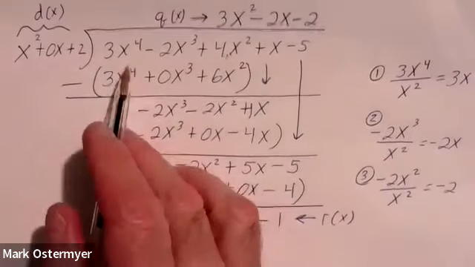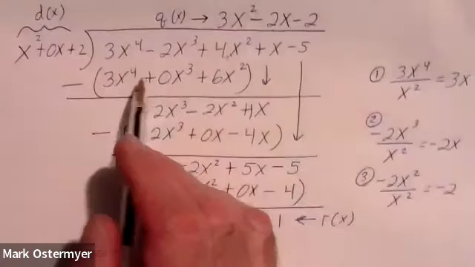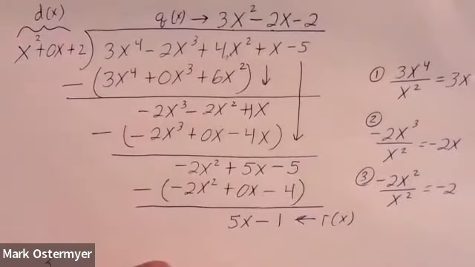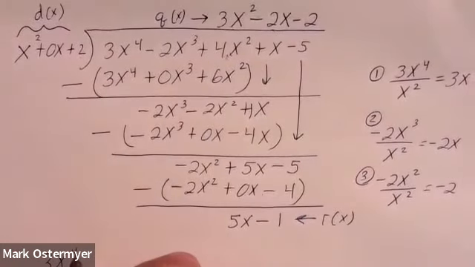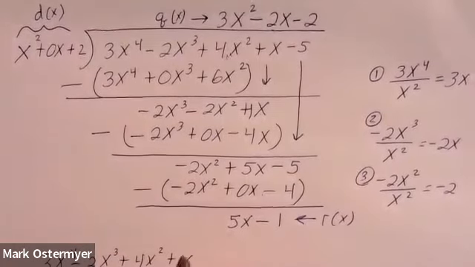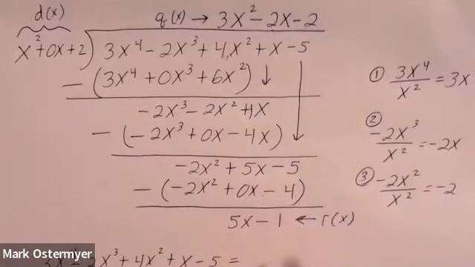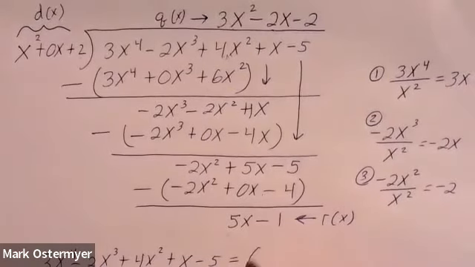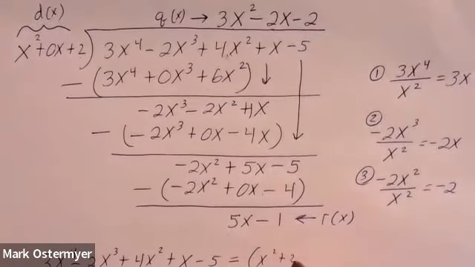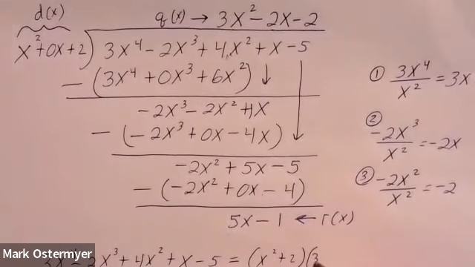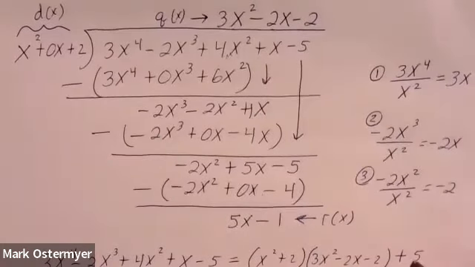And so if you wanted to represent your final answer, you could take your dividend here, which is 3x to the fourth minus 2x cubed plus 4x squared plus x minus 5. You can set that equal to your divisor, which is x squared plus 2 times your quotient being 3x squared minus 2x minus 2, plus your remainder being 5x minus 1.